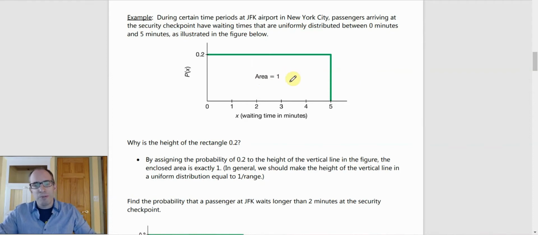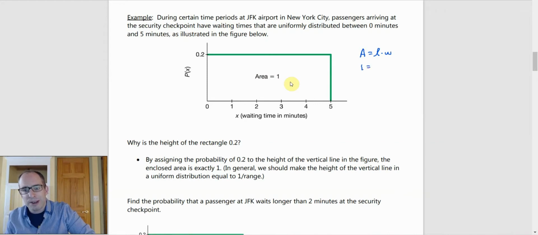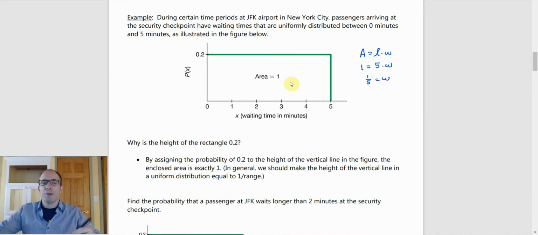So basically, it's like back in geometry, where area is length times width. We know the area has to be 1, and the width is going to be more like the height in this picture, but the length is 5, so 5 times W is 1, which means 1/5 is W. So 1/5 is 0.2. That's got to be the height of that rectangle to get the area to be 1, because if the area is not 1, then this isn't going to be a density function. This isn't going to be one that we could actually use to figure probabilities out. So that's where the 0.2 comes from.